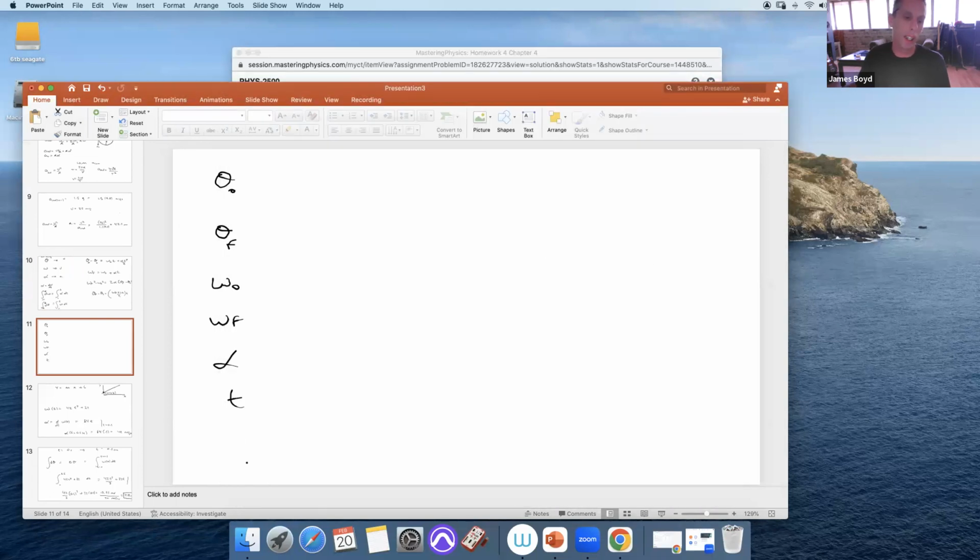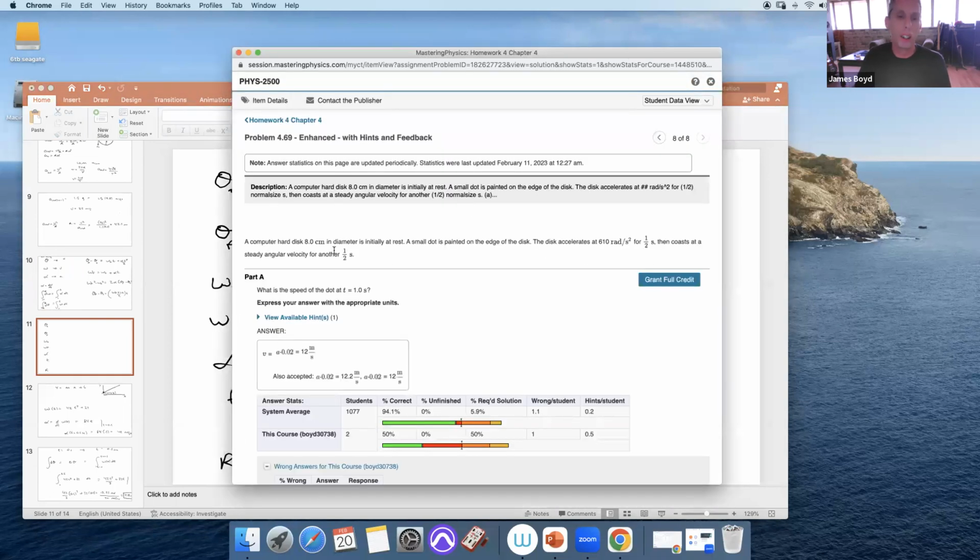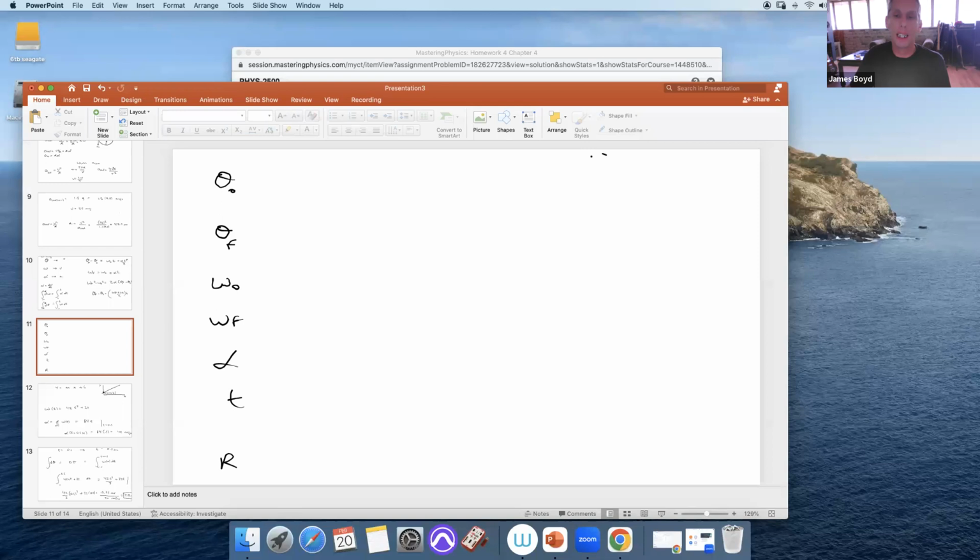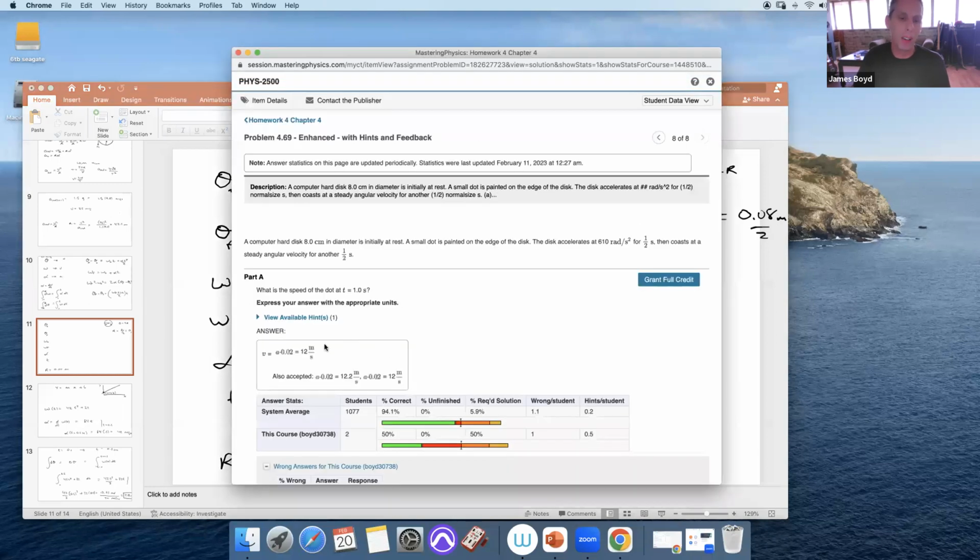A computer hard drive, I should say that we also should have R. The computer hard drive is 8 centimeters in diameter and it's initially at rest. Now the diameter of a circular object is R plus R, so D is 2R, and we can find R by dividing D by half. In our case, 8 centimeters is 0.08 meters divided by 2. So our radius is 0.04. We're not going to be in centimeters. We are going to be in meters. So you better change that to R and put it in meters.